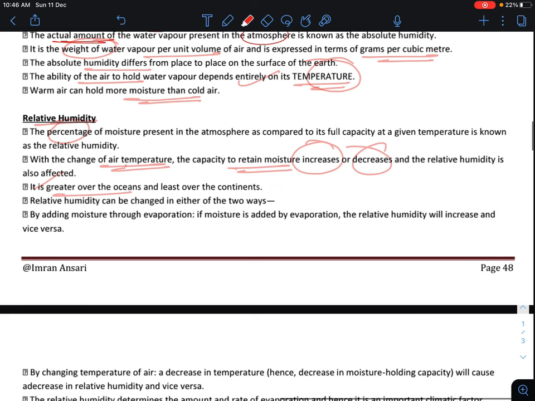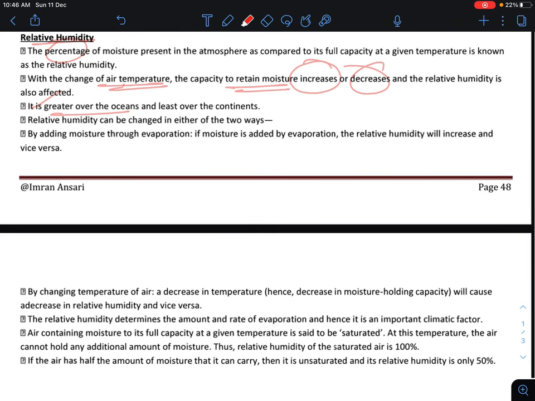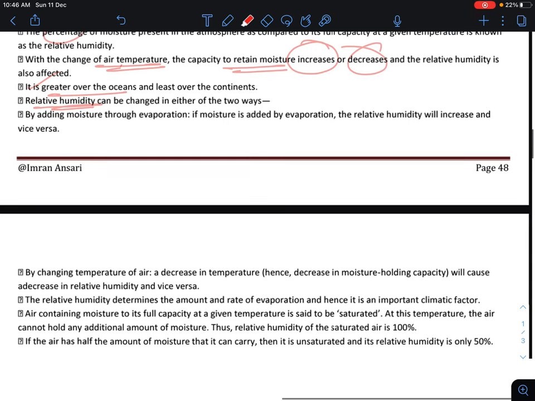The last point is that relative humidity can be changed in two ways. First one is by adding moisture through evaporation. If the moisture is added by evaporation, the relative humidity is going to increase, and vice versa. If the moisture present in the atmosphere increases, it means that relative humidity is going to increase.